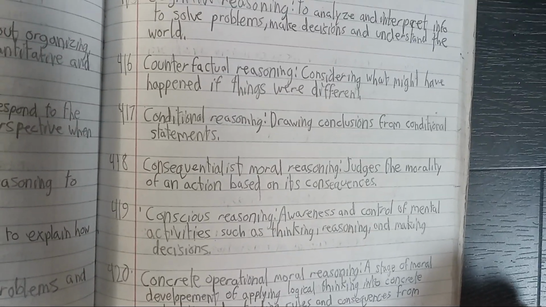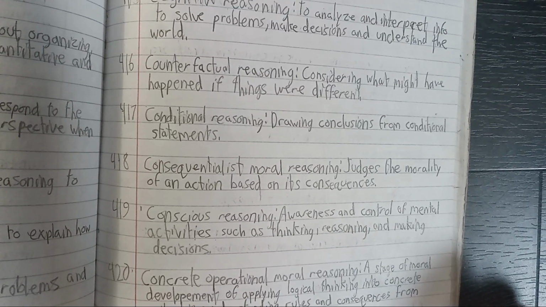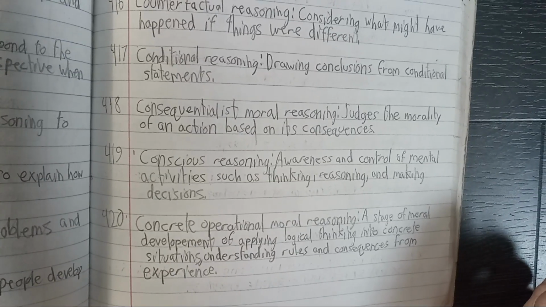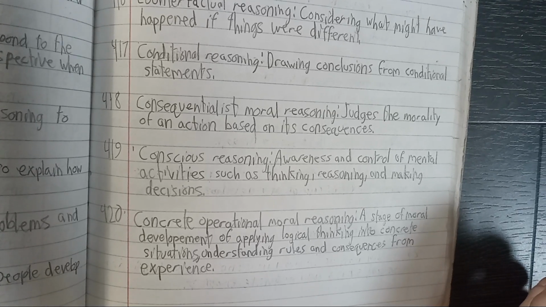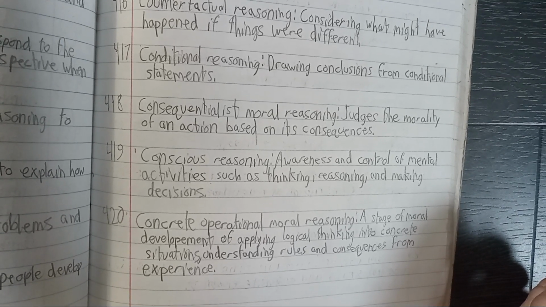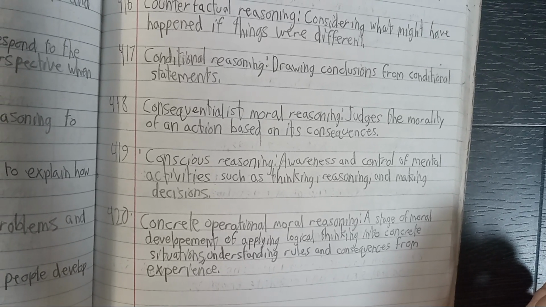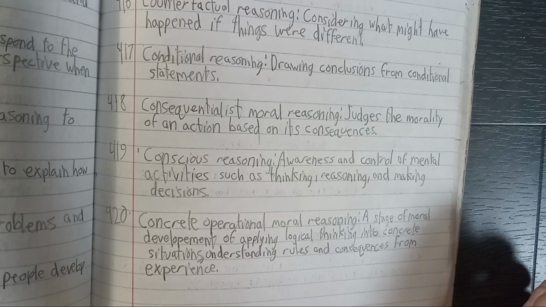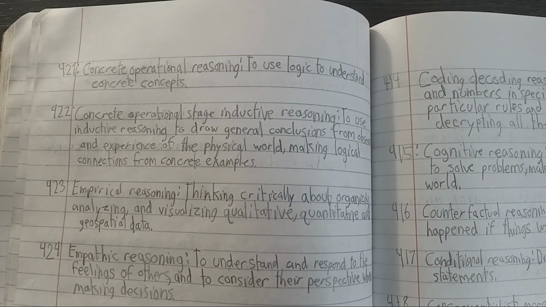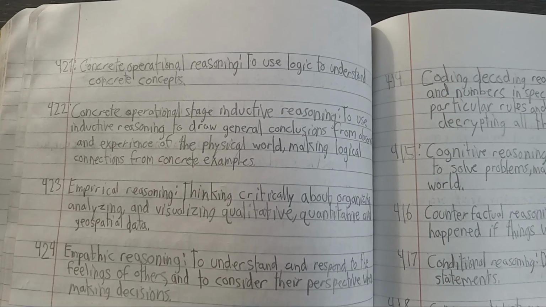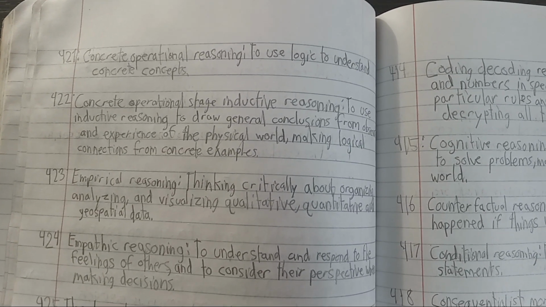Consequentialist moral reasoning, judges the morality of an action based on its consequences. Conscious reasoning, awareness and control of mental activities such as thinking, reasoning, and making decisions. Concrete operational moral reasoning, a stage of moral development of applying logical skills, thinking into concrete situations, understanding rules and consequences from experience. Concrete operational reasoning, to use logic to understand concrete concepts.